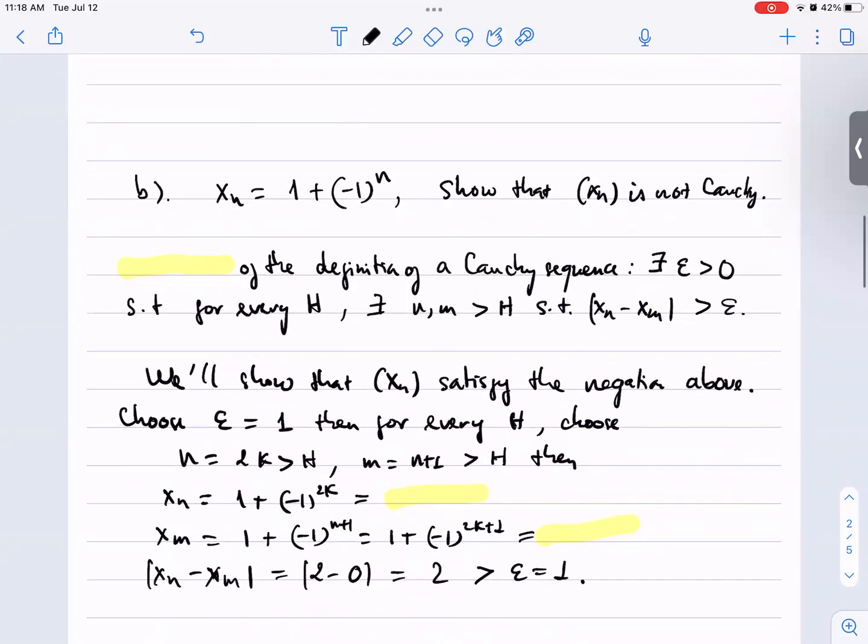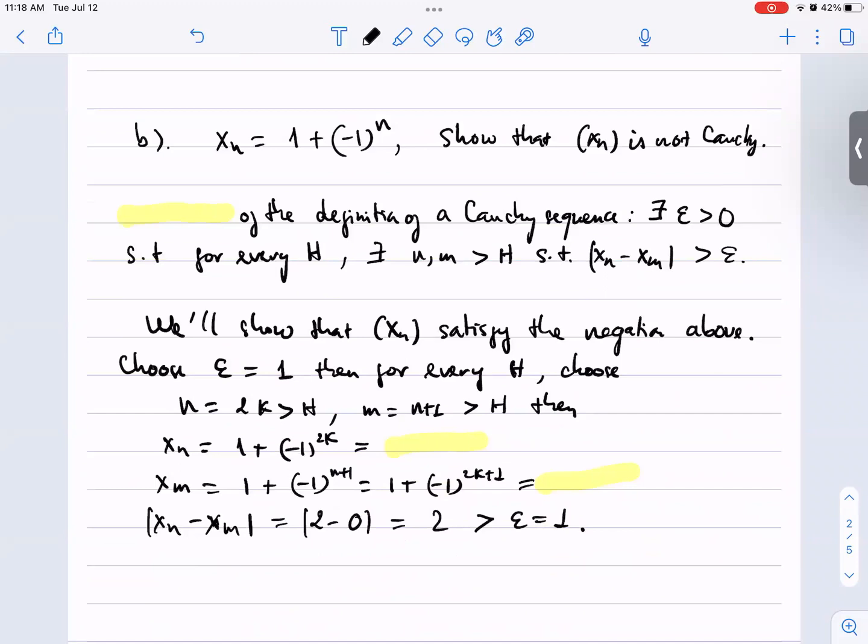Now we have another example. x_n equals 1 plus (-1)^n, and we would like to show that this sequence is not Cauchy. In order to show that, we need to, first of all, determine the negation of the definition of the Cauchy sequence.